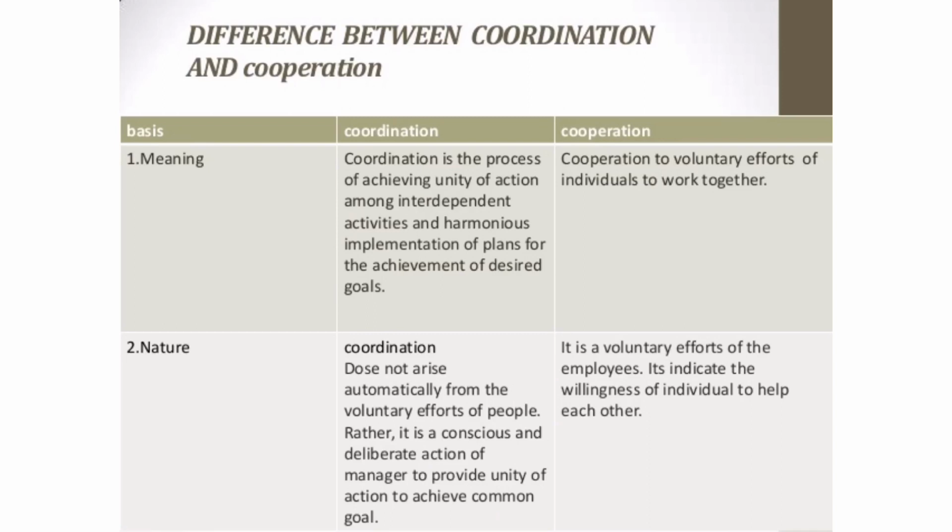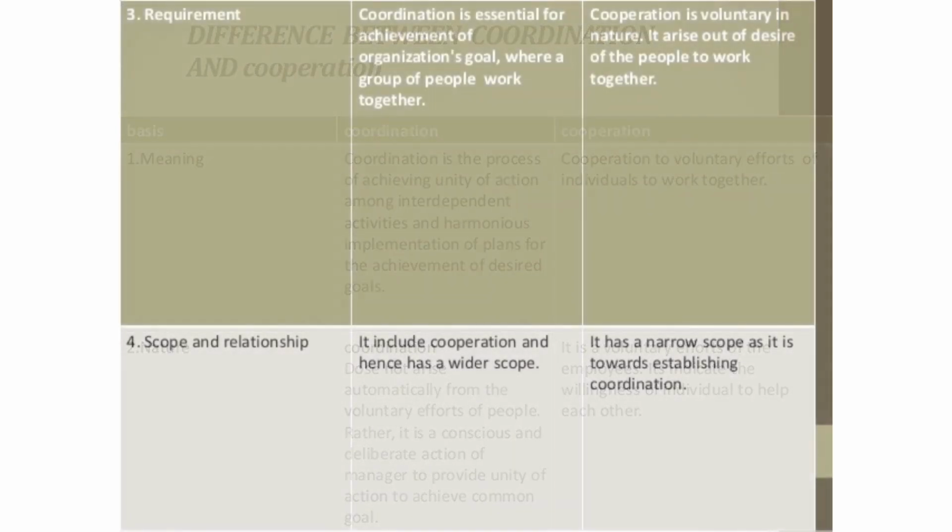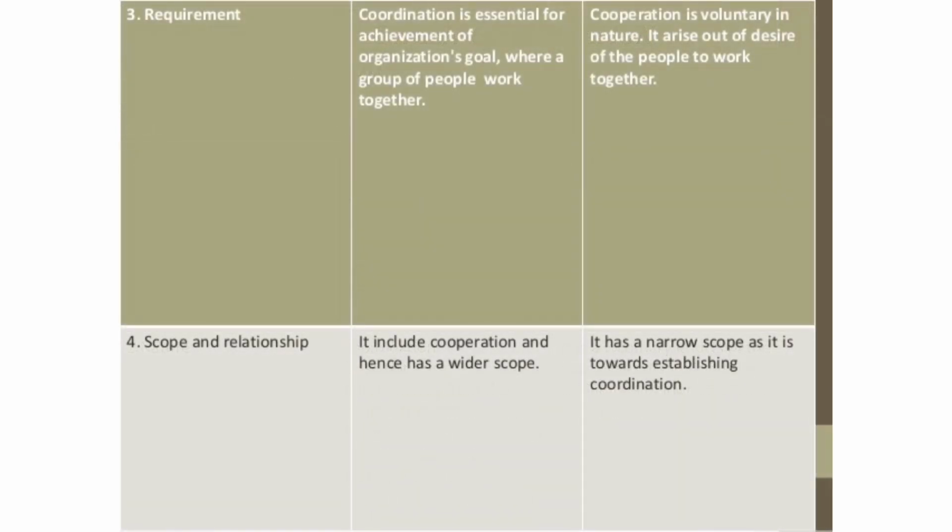Coordination is the process of achieving unity of actions among interdependent activities, whereas cooperation is just the voluntary effort of the individuals to work together. Coordination does not arise automatically from voluntary efforts, whereas cooperation definitely arises from voluntary efforts only. Coordination includes the scope of cooperation and is a wider concept, whereas cooperation is a simple, narrow concept. That's all with the chapter.